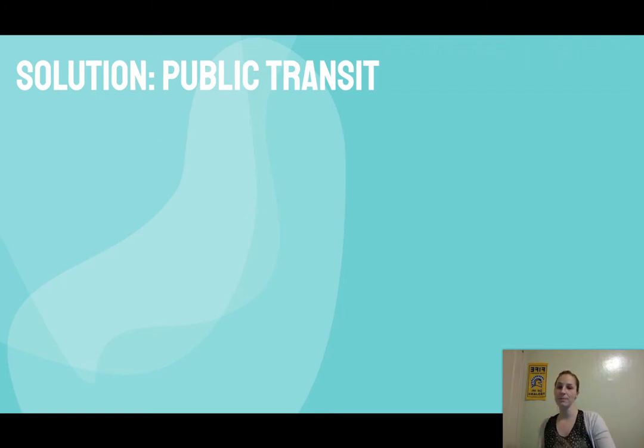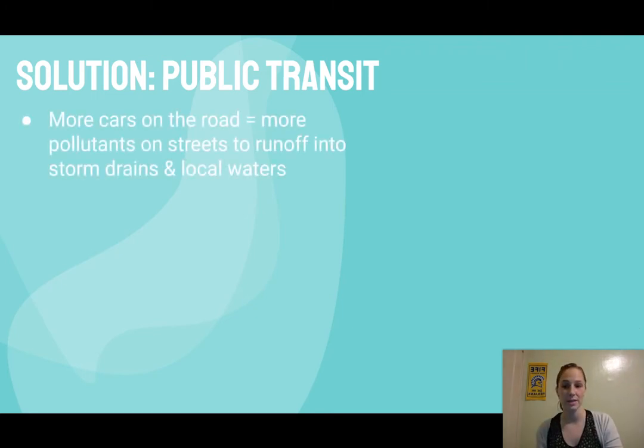Now, another solution is going to be public transit. So using buses and light rails and subways and stuff instead of driving yourself, because more cars on the road lead to quite a few problems. The first being cars are going to have more pollutants. You're going to get pollutants from the little bits of tires that break off. You're going to have oil that drips. You're going to have antifreeze that can come off and stuff like that. And this is all different pollutants on the streets that are going to run off into storm drains and local waterways.